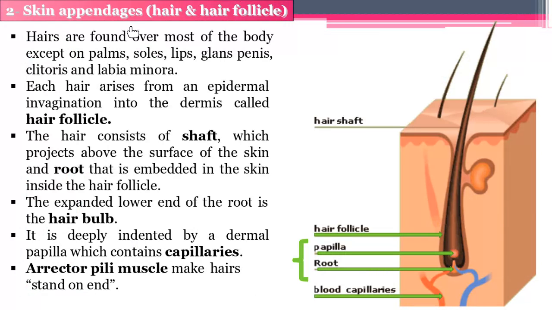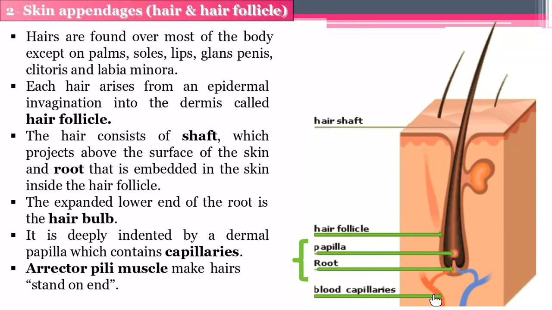Here are found over most of the body parts except the palm, sole, lips, glans penis, clitoris and labia minora. Each hair arises from the epidermal invagination into the dermis called as hair follicle, and they consist of the shaft which projects out of the surface, and they have the root which is embedded inside the hair follicle. You can see here, and the expanded lower end of the hair is called as hair bulb.